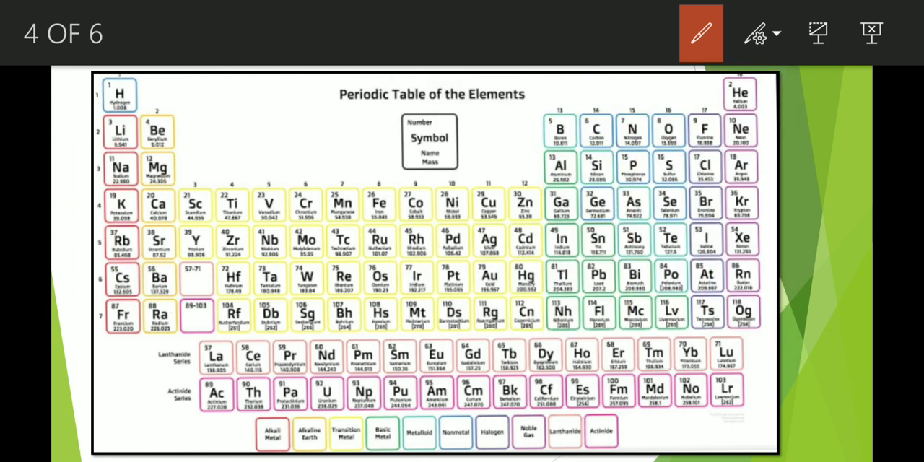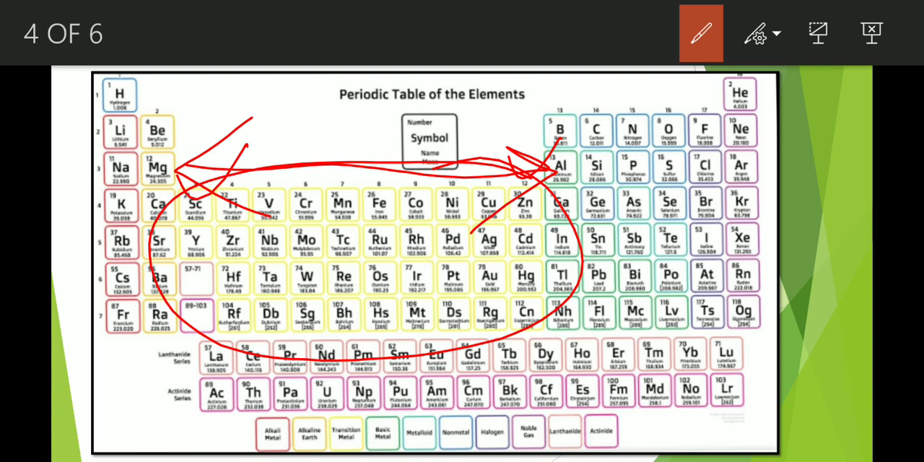And those elements present in the groups from 3 to 12, this middle portion of the periodic table, are known as transition elements. And the elements present in group number 18 are known as noble or inert elements. Why noble elements? Because in the 18th group, noble gases are present. And why are they called inert?